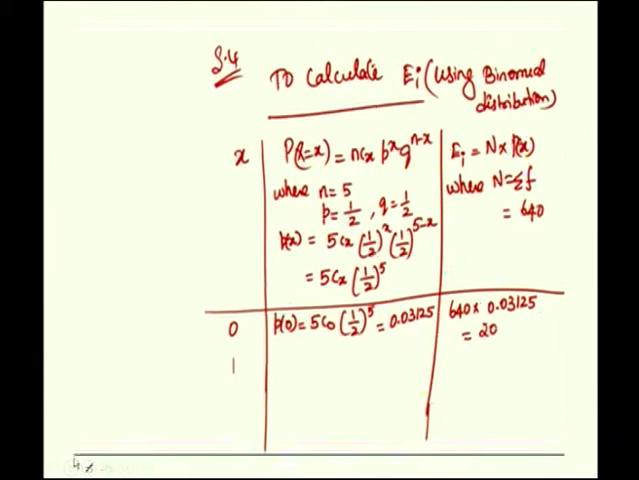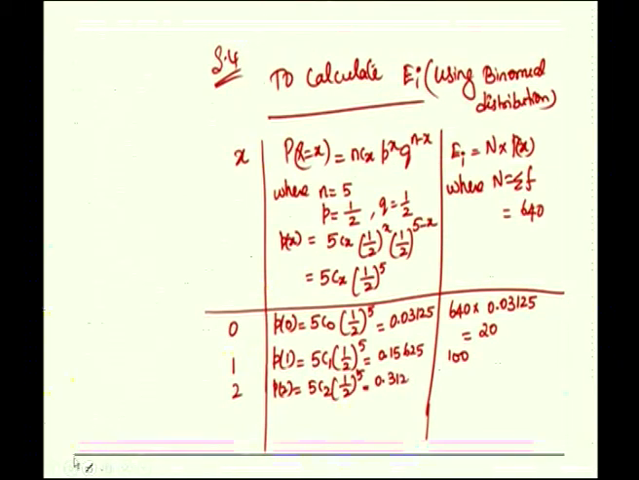Then for x equal to 1, P of 1 is equal to 5C1 into (1/2) whole power 5, which is equal to 0.15625. So, 640 into 0.15625 is equal to 100. And then for 2, P of 2 is equal to 5C2 into (1/2) whole power 5, which is equal to 0.3125, which is equal to 200 when you multiply it with 640.